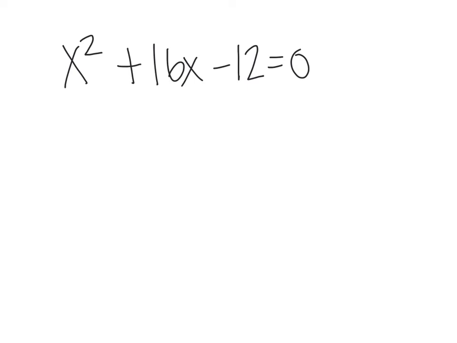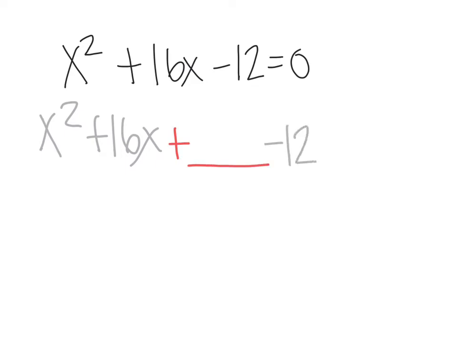So I want to do a couple more examples for you guys of how to solve quadratics using completing the square. We have the problem x squared plus 16x minus 12 equals 0, and we're going to solve this by completing the square. The first thing I'm going to do is rewrite this as x squared plus 16x plus blank, and then minus 12 equals 0 plus blank. And again, whatever I do to one side of the equation, I have to do to the other side.